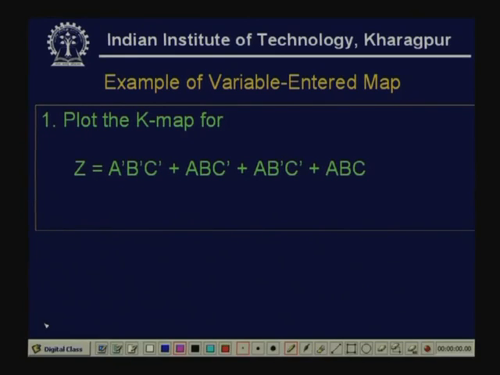the first 3 terms, that C dash is there, means these are complemented form, and only in the fourth term this is an uncomplemented variable for C.